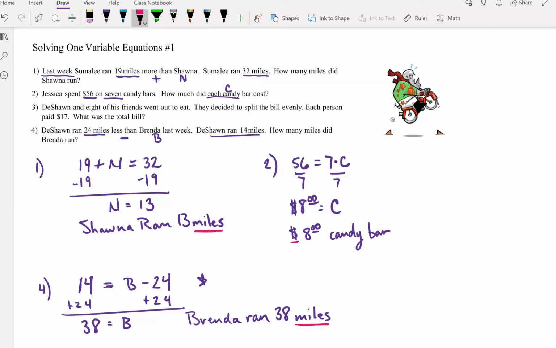All right, guys, I hope these couple of problems helped you to see what I'm after for solving one variable equations. And we'll keep practicing these in class as well. So don't worry, you'll get the hang of them. Good job.